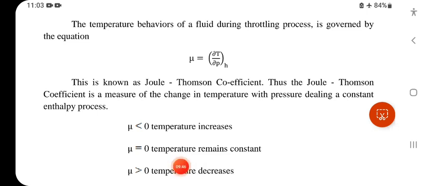So, the Joule-Thomson coefficient is a measure of the change in temperature by the change in pressure while keeping the enthalpy constant. That is called the Joule-Thomson coefficient, or Joule-Thomson effect, or Joule-Kelvin effect, whatever the name, it is the Joule-Thomson effect, right. Thank you.